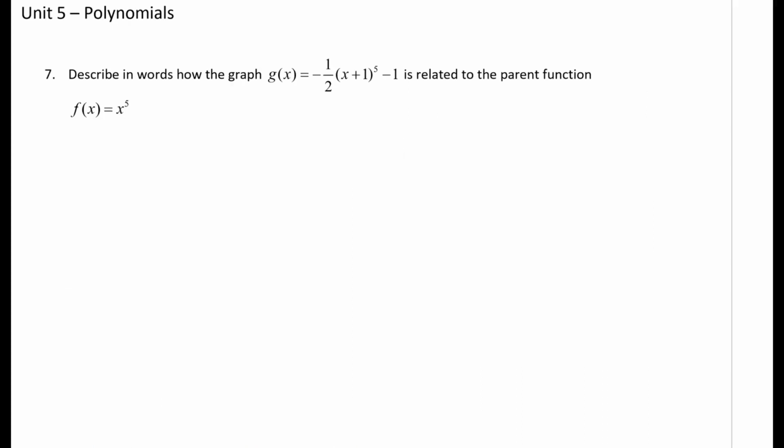All right, 7 here. This is just describing in words how this graph here is related to the parent function. And this is an exercise really in just identifying a, h, and k and understanding what they do. Here we see that k is negative 1. H is negative 1. Make sure you don't get h as positive 1 there, because remember it's x minus h. So x plus 1, you'd have to rewrite that as x minus negative 1 to get it in the right form, and that's why h is negative 1 there.